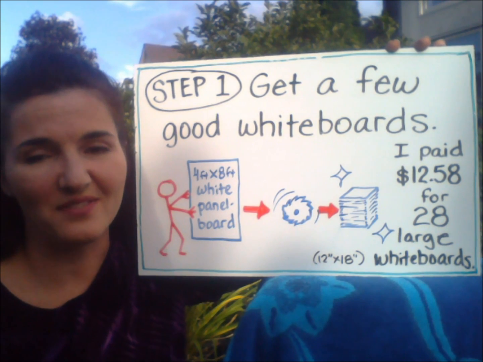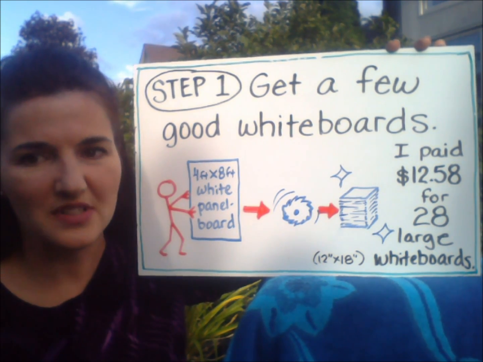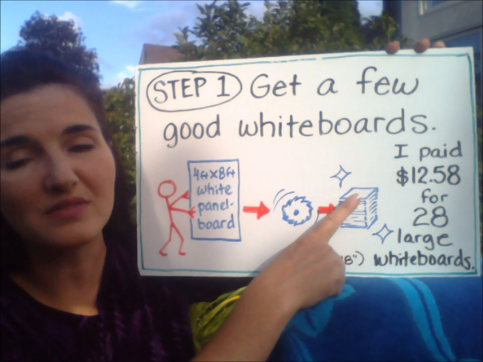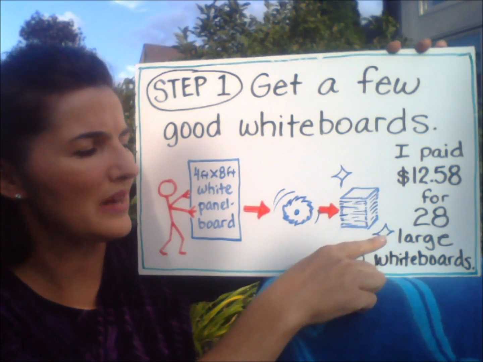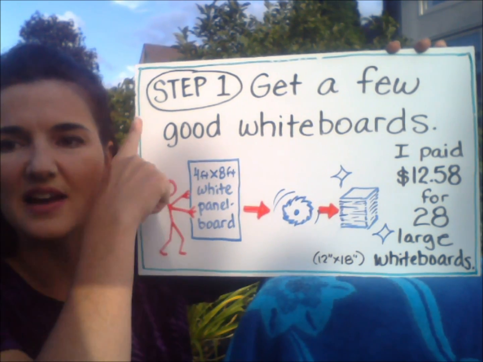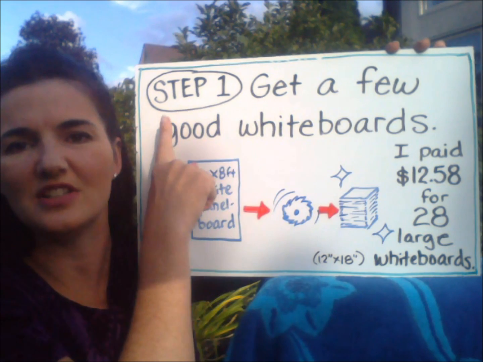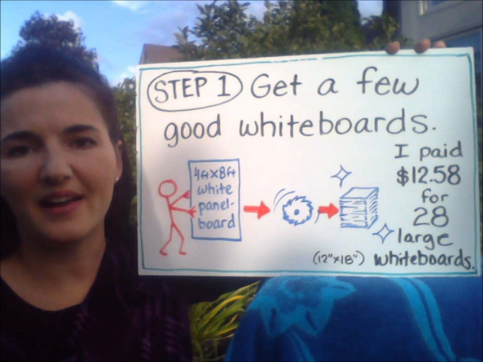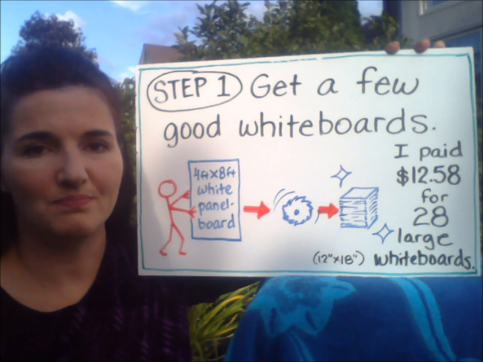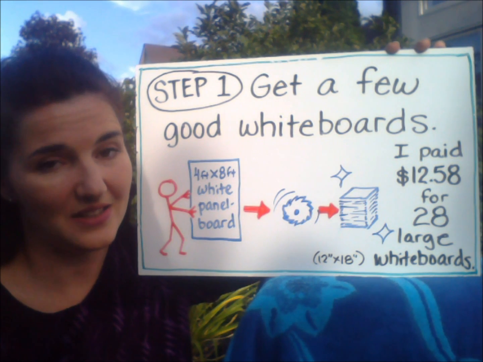Step 1, kind of obvious, get a few good whiteboards. I paid $12.58 for 28 large whiteboards. They're this size, 12 inches by 18 inches. You can buy whiteboards at a teacher store, but it'll be about $6 each.